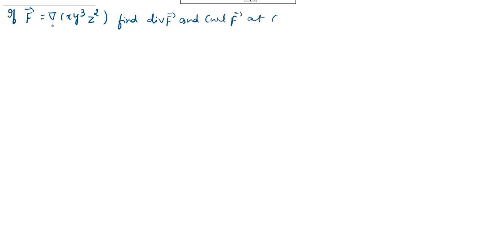In today's class, we are solving the problem based on the divergence and the curl. So let me take one example. If f vector equals nabla of x y cube z square, find divergence of f vector and curl of f vector at 1 comma minus 1 comma 1.